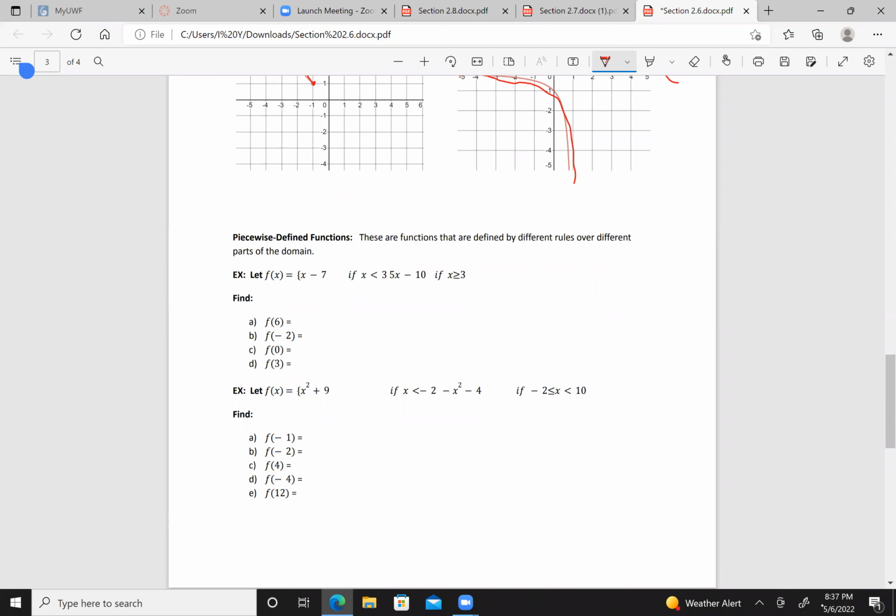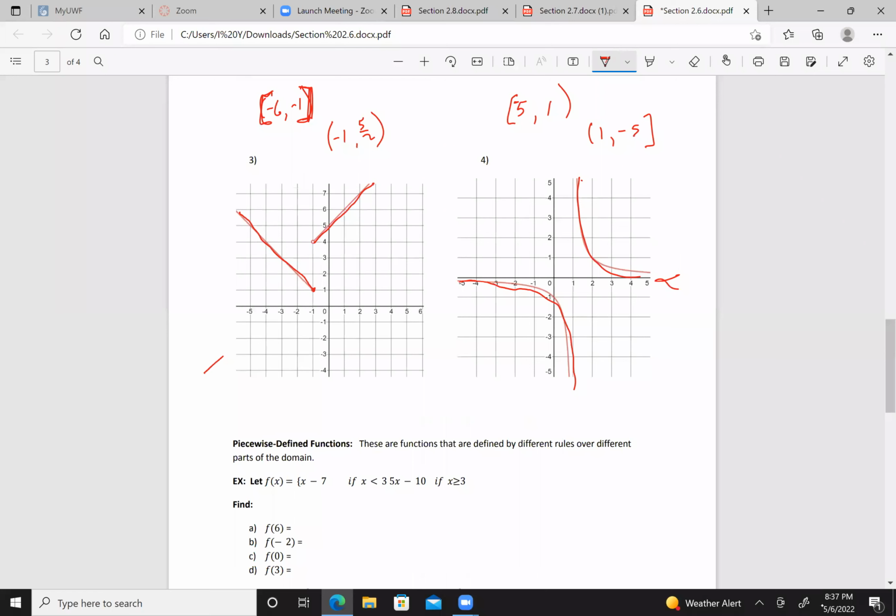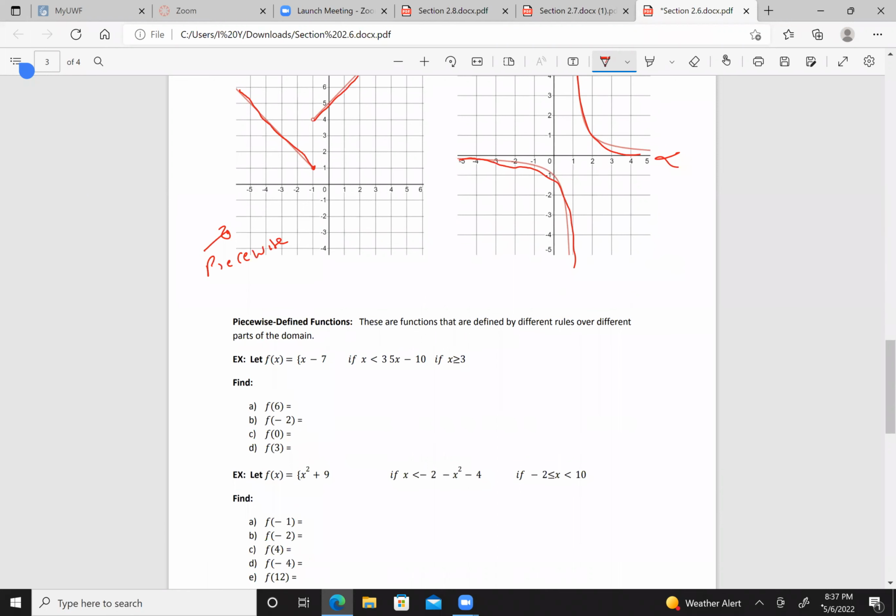Okay, so now we're looking at what are called piecewise defined functions. These are functions that are defined by different rules over different parts of the domain. This one here is piecewise. So we're going to say let f of x be x minus 7 for x less than 3, and 5x minus 10 if x is greater than or equal to 3. So what this means is when x is less than 3, we use this, and when x is greater than or equal to 3, we use this.